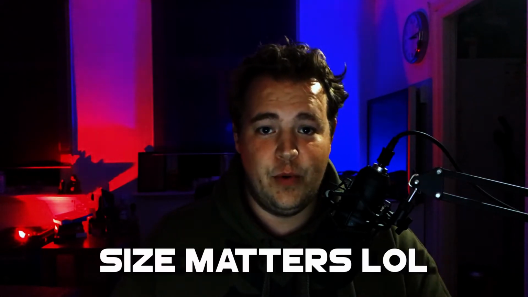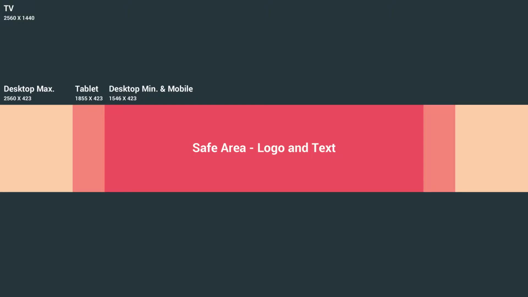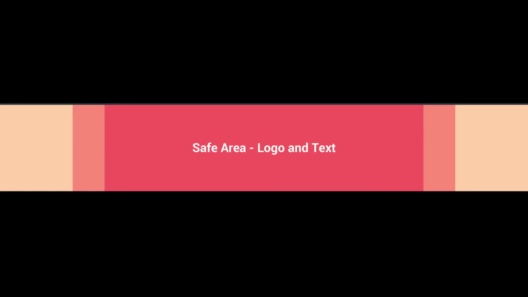Number 2, banner sizing. Now, this is the important one. Let me show you. YouTube divides your banner into mostly 4 sections. TV-sized devices will take the full resolution of your banner. Large screen desktops get a very wide version of your banner. Tablets and PCs get to see a slimmed down version, but still a lot of detail. And smartphones get the smallest section.